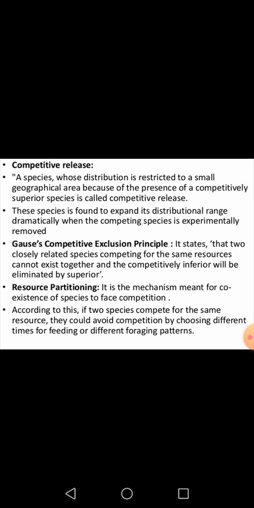Okay. So to prevent themselves, two different species have adopted some mechanisms. The first mechanism is called resource partitioning. Resource partitioning means it is a mechanism meant for coexistence of the species to face competition. While two species have the same resources and are competing for them, sometimes they adapt themselves so that they get rid of the competition with each other.